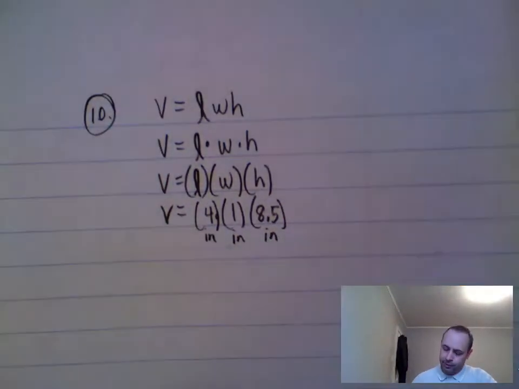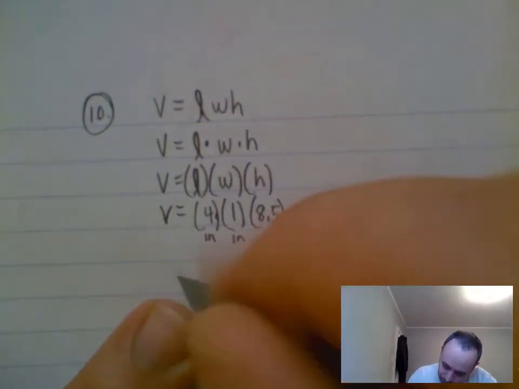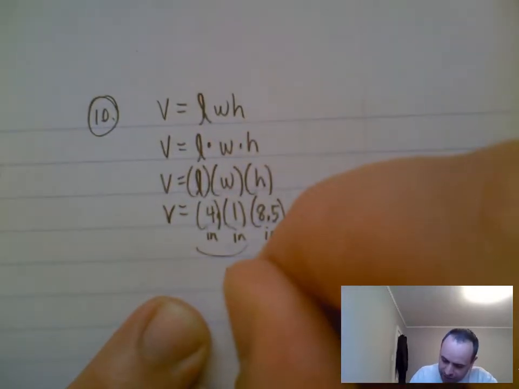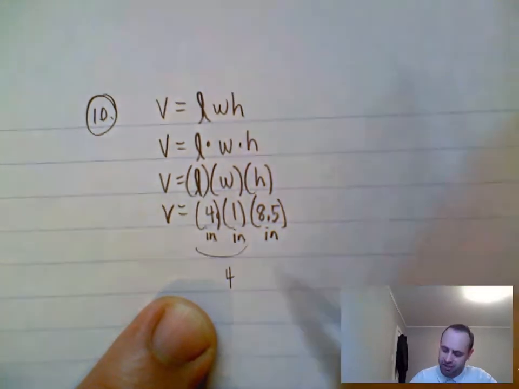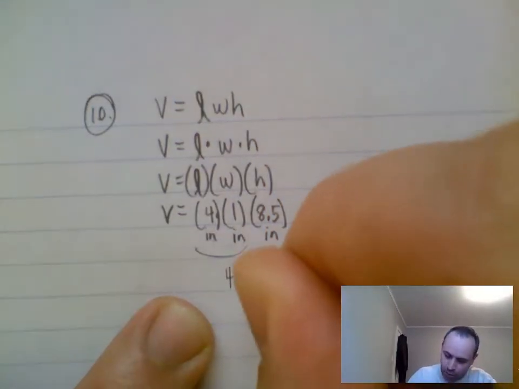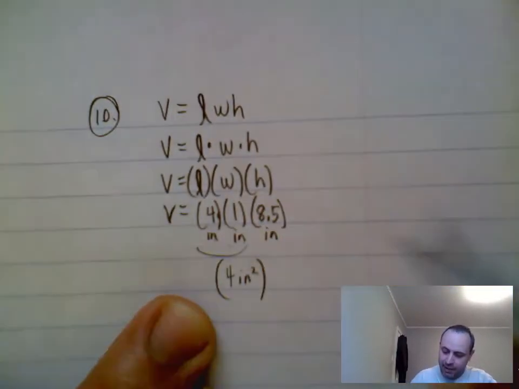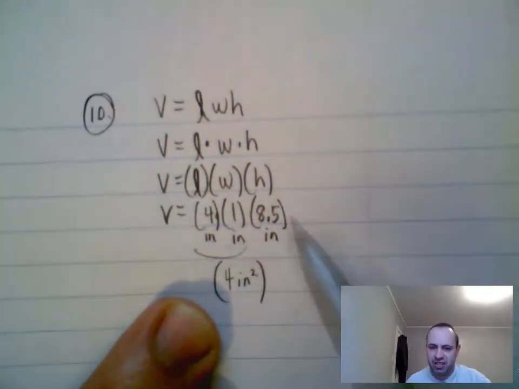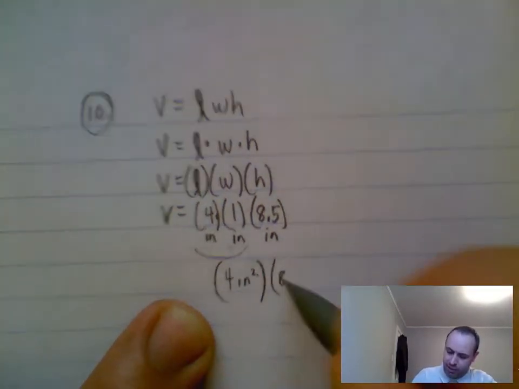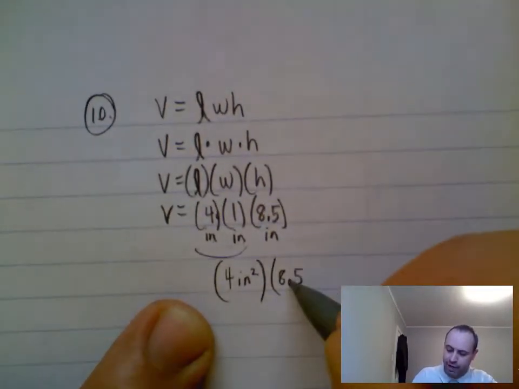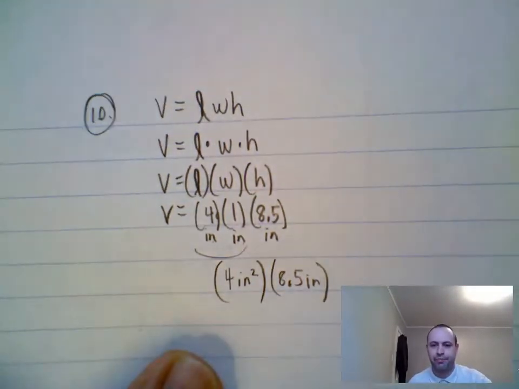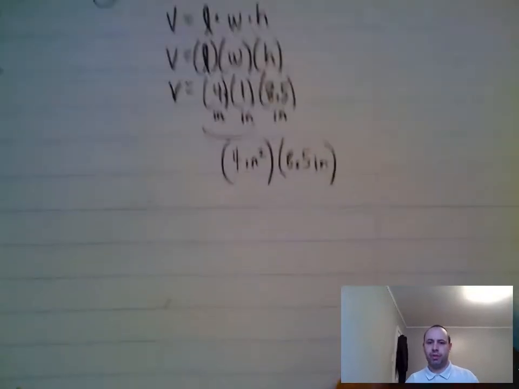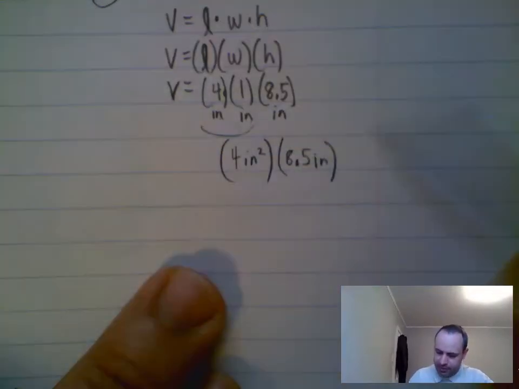So 4 times 1, well, that's just 4. And when you multiply inches times inches, that actually becomes inches squared. We'll talk about this in a minute. And then I still haven't touched this 8.5 inches, so we're going to have to bring down the 8.5 inches. So now we have 4 times 8.5.